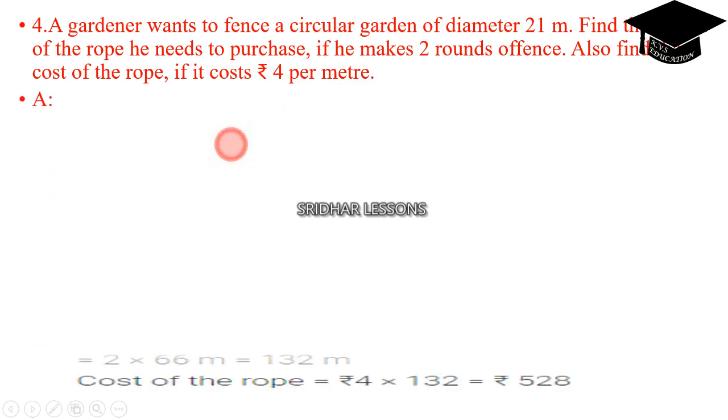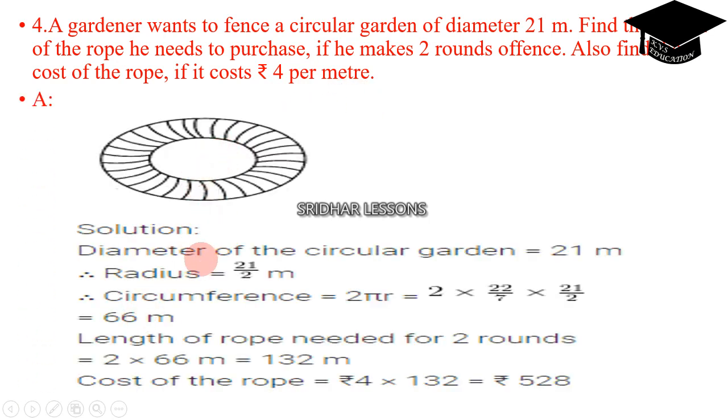Okay. Here it is given that the diameter of the circular garden is equal to 21 meters. Therefore, radius is equal to diameter by 2, that is 21 by 2 meters. And the circumference is equal to 2 pi r, that is 2 into 22 by 7 into 21 by 2, which is equal to 66 meters upon simplification.